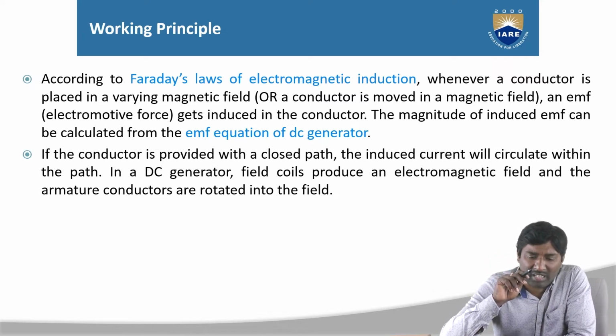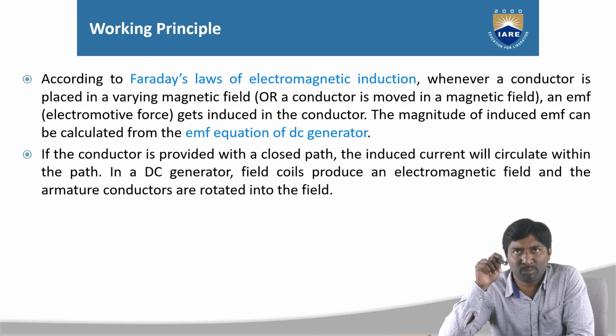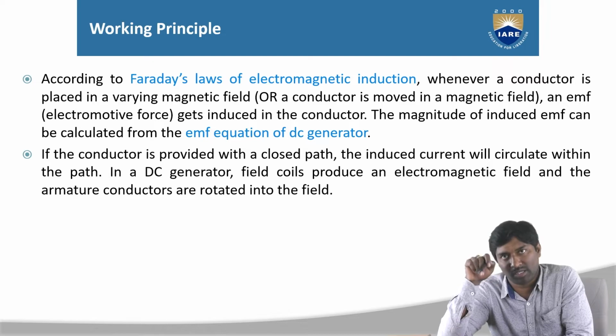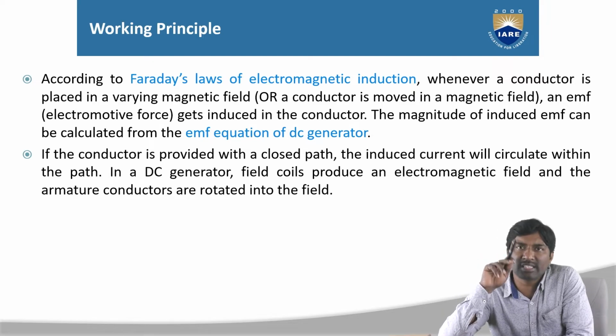Now, if the conductor is provided with a closed path, then the induced current will circulate within that path. So, in a DC generator, field coils will produce an electromagnetic field and the armature conductors are rotated in the field. What I am saying here, armature conductors are rotating here and the field coils, or magnetic field coils, produce an electromagnetic field which will be constant.